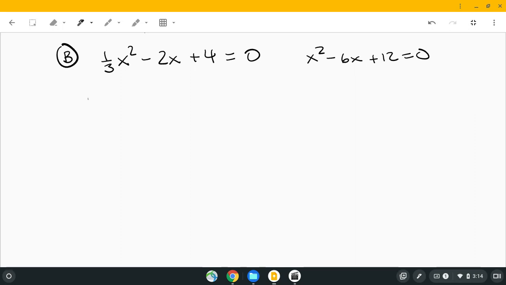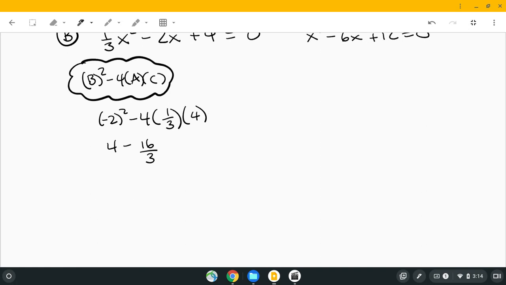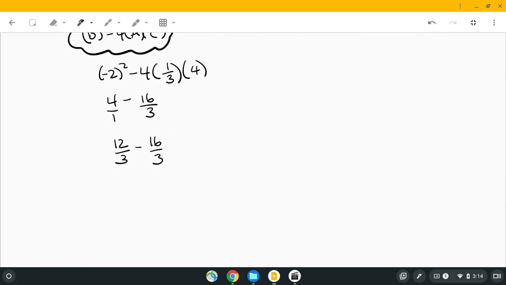Again, using b squared minus 4ac. b is negative 2. Negative 2 squared minus 4 times a, which is 1/3, and c, which is 4. I get 4 minus 16 over 3. I will turn this into a fraction and get the common denominator, which is 3. So that will be 12 over 3 minus 16 over 3, and that will give me negative 4/3. I'm going to end up with a negative number underneath the square root, so that would give me imaginary results. So I have 0 real solutions.